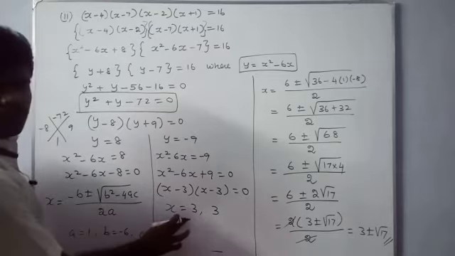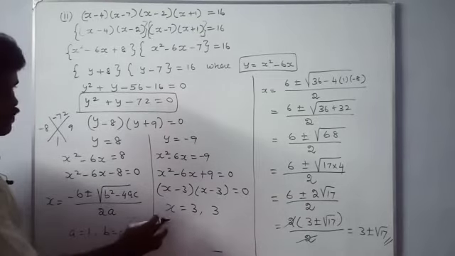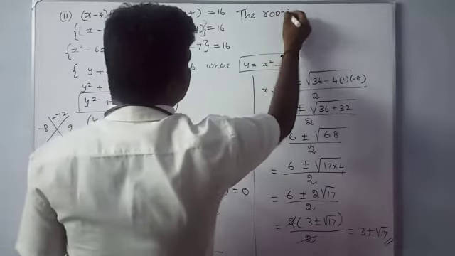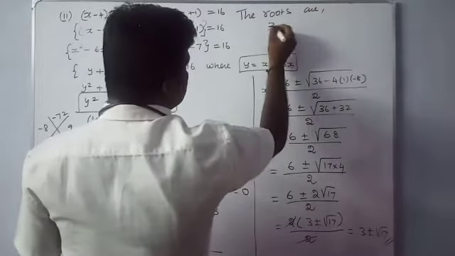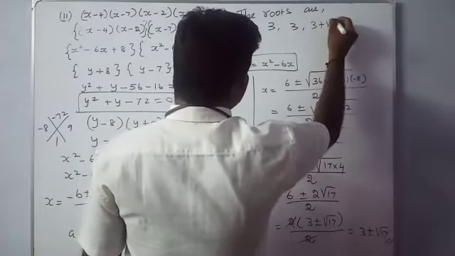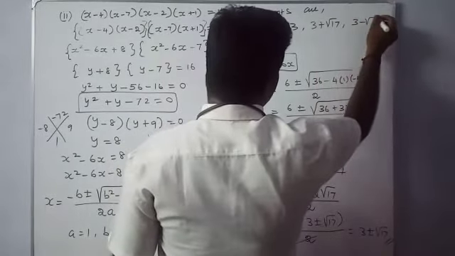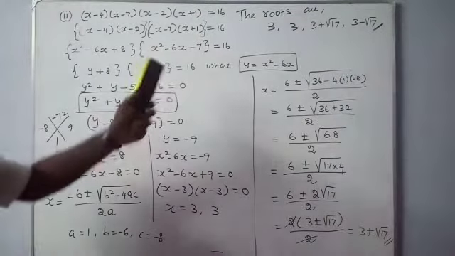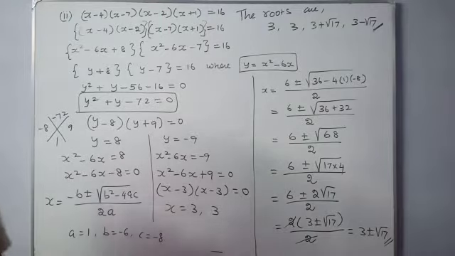Already here 2 roots are there. So the total roots are 3, 3, 3 plus root 17, 3 minus root 17. There are the 4 roots. Okay, refer this sum and we go to the next sum.